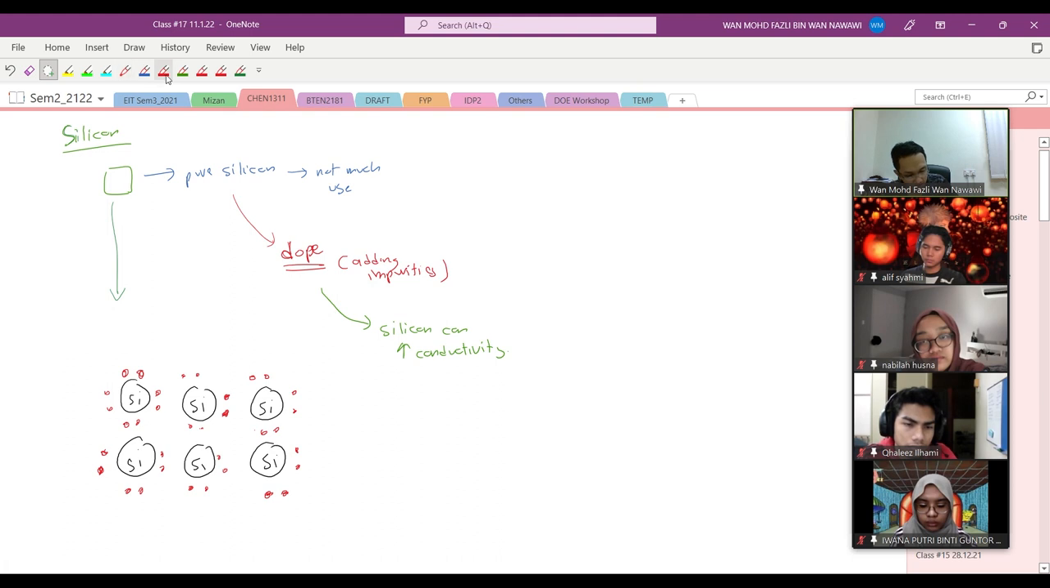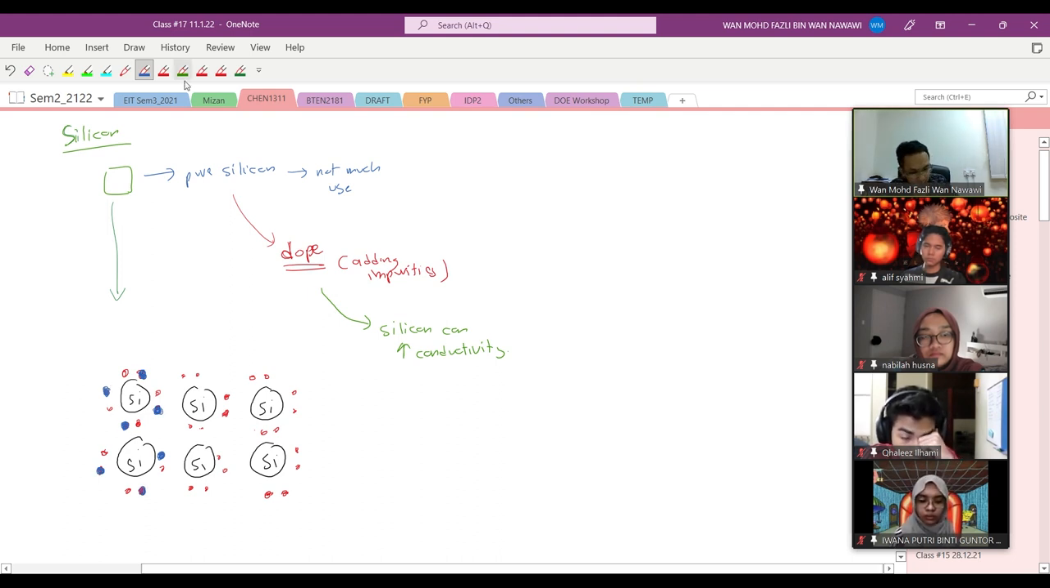Silicon is like this. This silicon normally has four valence electrons, which I put in blue: 1, 2, 3, 4. In a material with a lot of silicon, there is another blue, another blue, another blue. The red is a valence electron from another silicon. They share, so I put them in color.